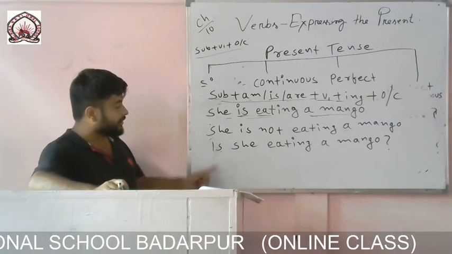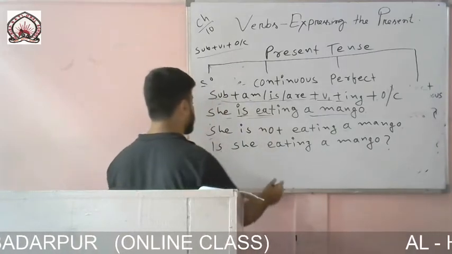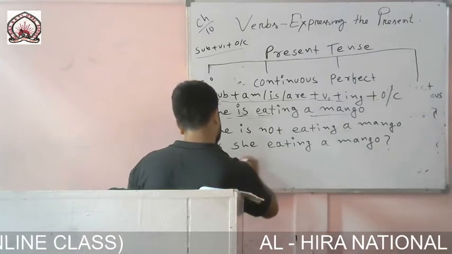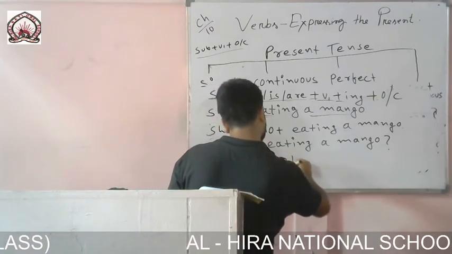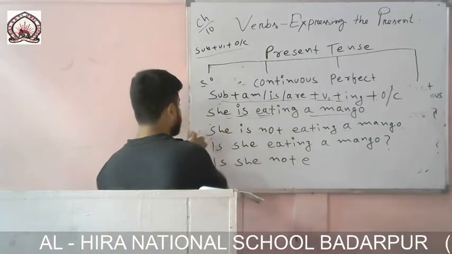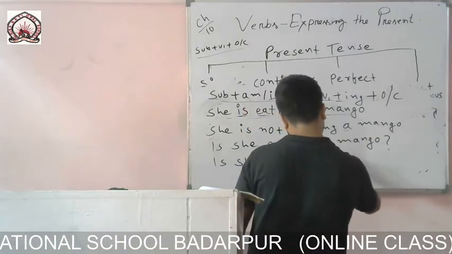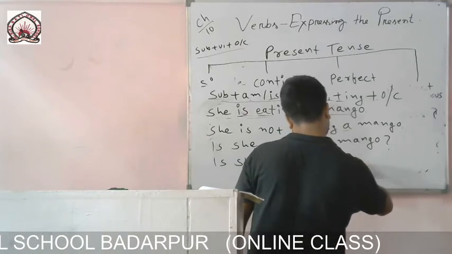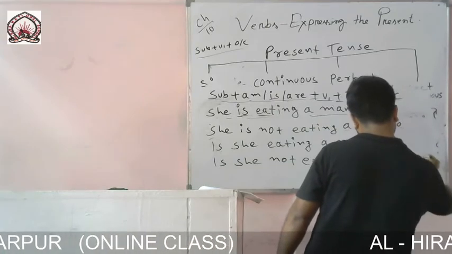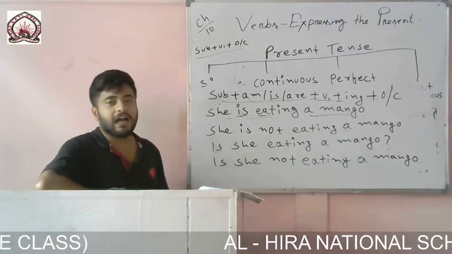Now if we want to change this to interrogative negative, then how can we change? Is she not eating a mango? Like this. We will take the auxiliary verb is at the beginning. Is she not eating? E-A-T-I-N-G. Is she not eating a mango? M-A-N-G-O, mango. Very simple.